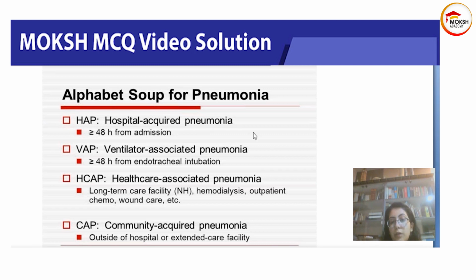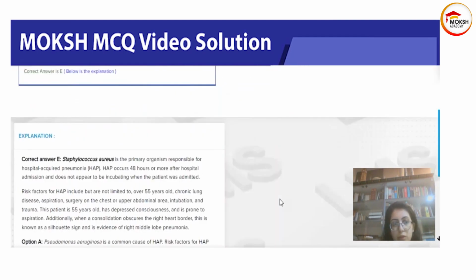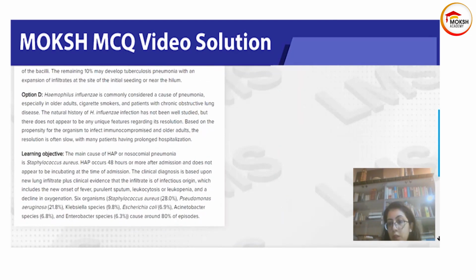Hospital acquired pneumonia is most commonly caused by Staph aureus. The next common agent is Pseudomonas. So Pseudomonas does cause hospital acquired pneumonia, but it's not the most common cause. As written in this answer, 6 organisms cause around 80% of hospital acquired pneumonia. The main cause is Staph aureus, followed by Pseudomonas, followed by Klebsiella, then E. coli, then Acinetobacter, and then Enterobacter.